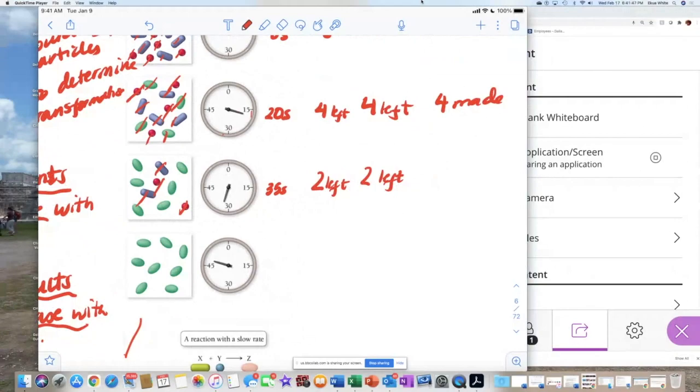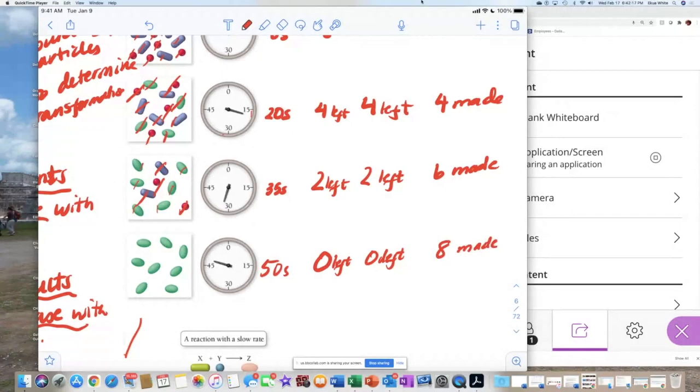And then here, how many do we have now? 1, 2, 3, 4, 5, 6. A total of 6 made. 6 aren't newly made. 2 additional ones got made, but now we have a total of 6 made, right? And then here at 50 seconds, oh, 0 reactants. The reactants are gone. 0 reactants. And then 8 made.